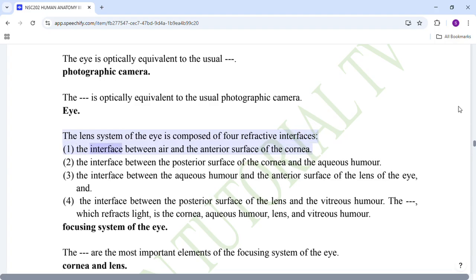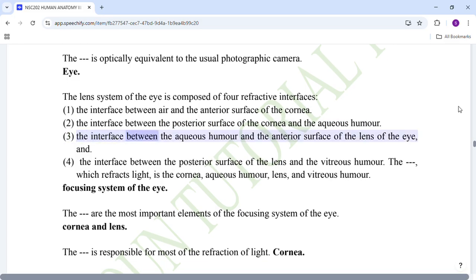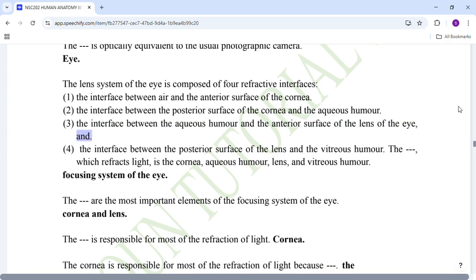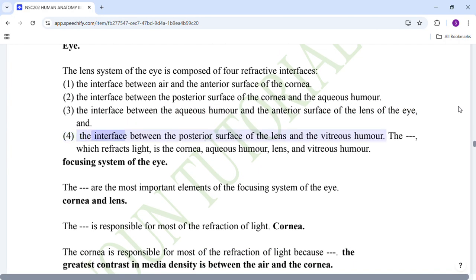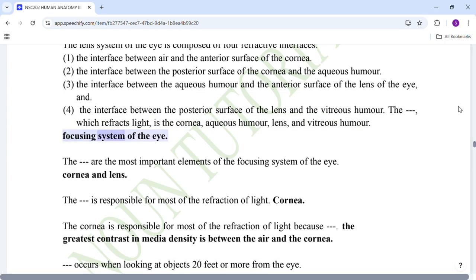1. The interface between air and the anterior surface of the cornea. 2. The interface between the posterior surface of the cornea and the aqueous humor. 3. The interface between the aqueous humor and the anterior surface of the lens of the eye. And 4. The interface between the posterior surface of the lens and the vitreous humor. The focusing system of the eye, which refracts light, is the cornea, aqueous humor, lens, and vitreous humor.